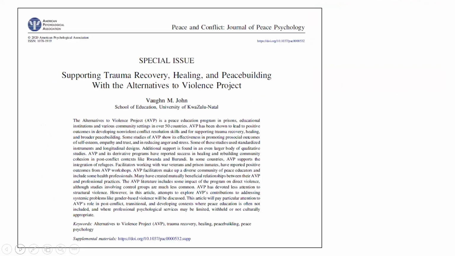A good colleague of mine, Vaughan John, from UKZN, published this article recently. And he said I could speak about his experience. He works actually within the field of adult education, but this particular focus was on this project called the Alternatives to Violence Project, which is a peace education program. And Vaughan targeted this journal, which is actually an American Psychological Association journal called the Journal of Peace Psychology. And Vaughan said it was a really interesting process because it's not a discourse that he usually works in.